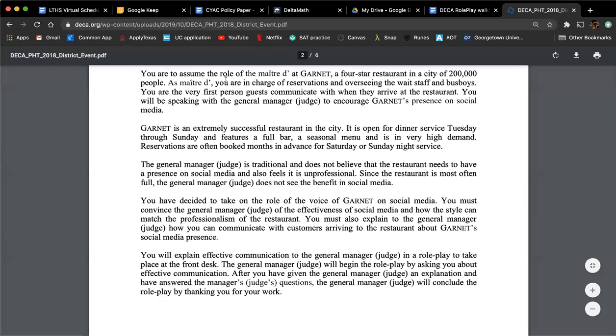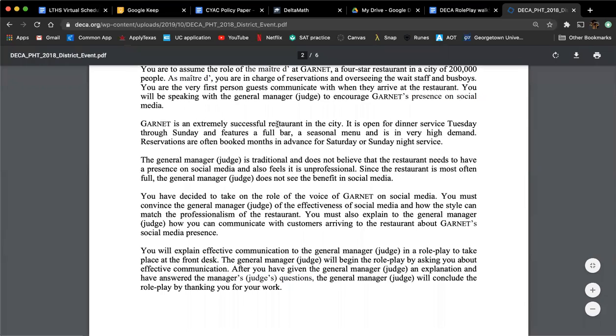So you are to assume the role of the maitre d' at Garnet, a 4-star restaurant in a city of 200,000 people. As maitre d', you are in charge of reservations and overseeing the waitstaff and busboys. You are the very first person guests communicate with when they arrive at the restaurant. You will be speaking with the general manager, or judge, to encourage Garnet's presence on social media. Garnet is an extremely successful restaurant in the city. It is open for dinner service Tuesday through Sunday and features a full bar, a seasonal menu, and is in very high demand. Reservations are often booked months in advance for Saturday or Sunday night service.